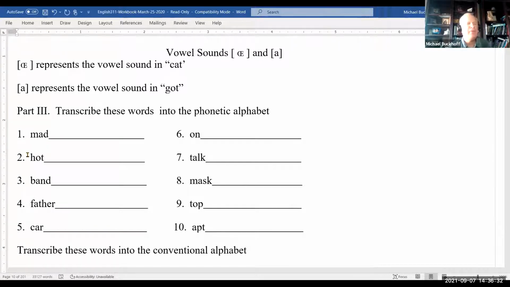Okay, here we go. Part 3. So we have the a as in cat. We have the ah as in got. So here are the words anybody can transcribe whenever you're ready. So we have mad, hot, band, father, car, on, talk, mask, top, and apt.